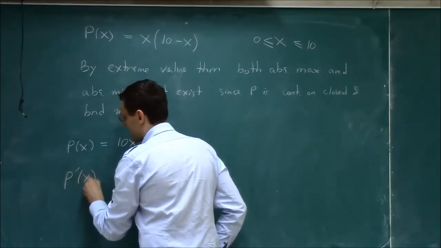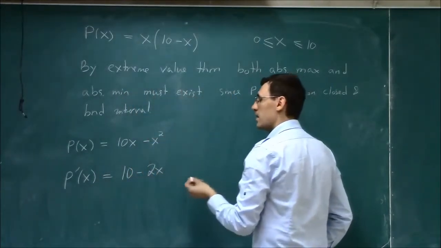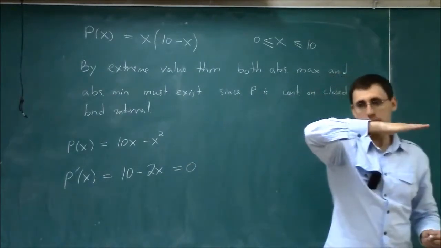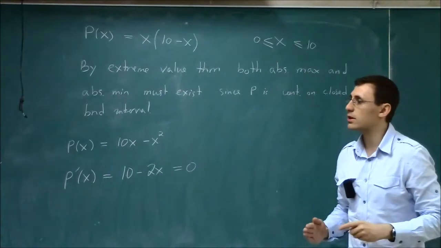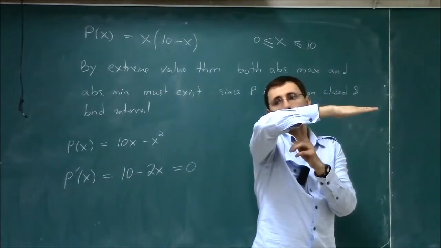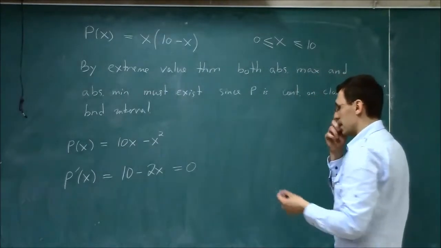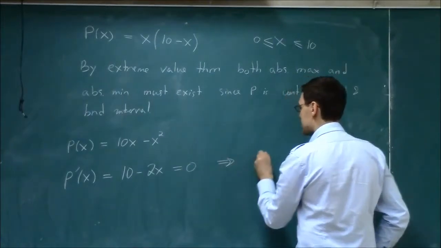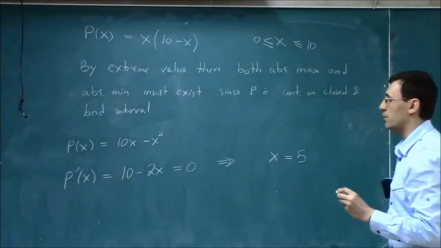So I take P prime x, and I get 10 minus 2x. And I search when this is equal to 0. 0 means that I am at a critical number, somewhere my skis are horizontal. So if my skis are horizontal, I don't know what's happening. I might be just at some saddle point, so it might be neither max nor min. It might be a minimum if I am at a valley. It might be a maximum, right? So I solve, and what do I obtain? x is equal to what? 5. X equal to 5.